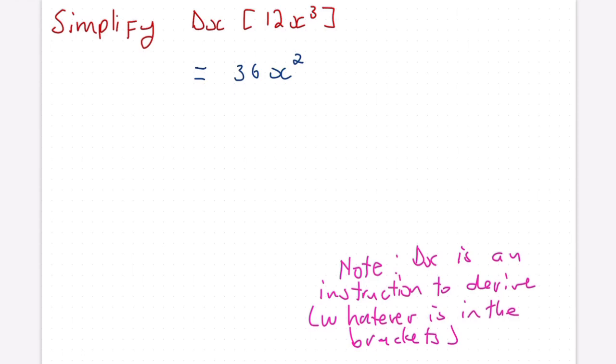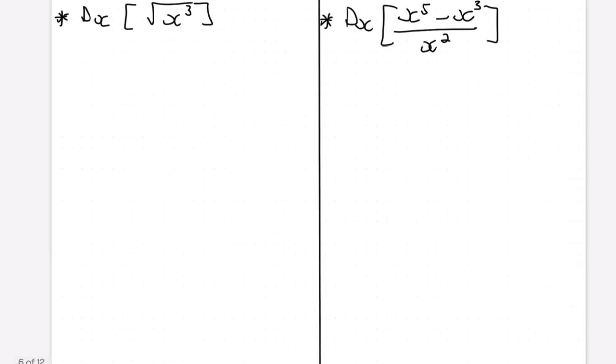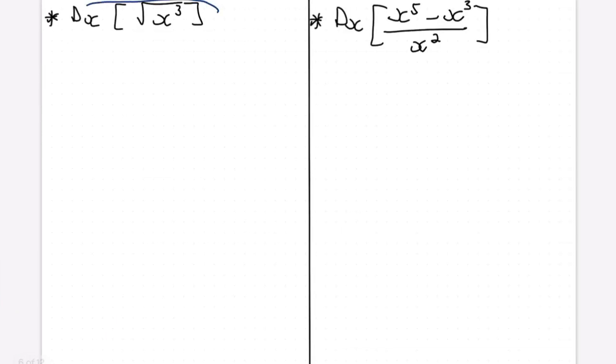Okay, to be more comfortable with this, let's look at some more examples. You see, if you're told to find D x of root x to the 3, this is an instruction to derive whatever's in the brackets. Now, I'd like to rewrite this as x to the power of 3 over 2. But that's not deriving, that's just simplifying or rewriting it in a different form. And because of that reason, I'm still going to write D x, the instruction to derive, and then I'll put x to the power of 3 over 2.